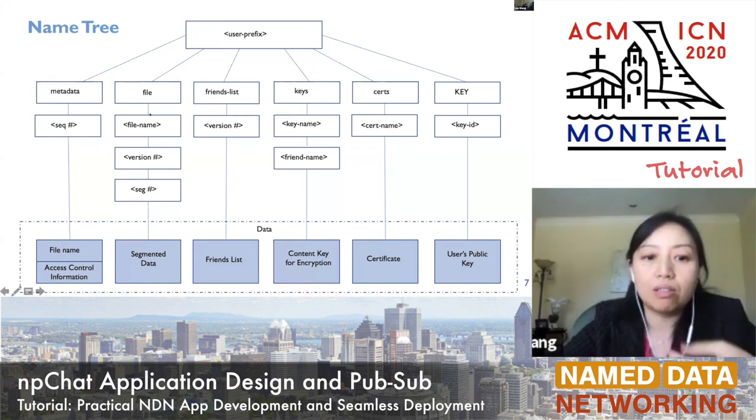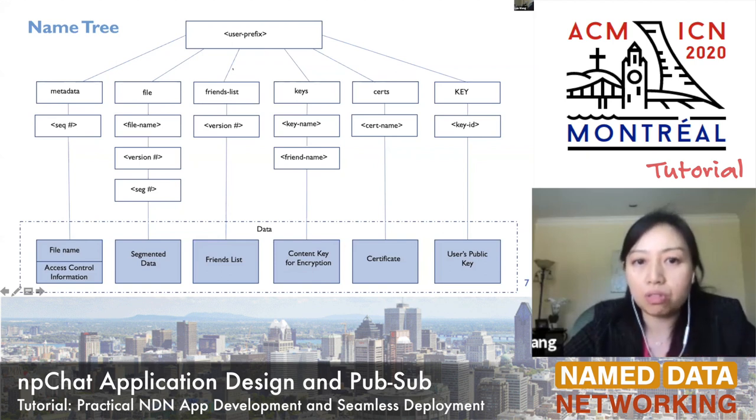The second branch is the actual content, the actual photo or video you're trying to share. And that basically contains the file name, version number, and segment number. That's the name of the file. And the third branch is this user's friends list. As you accumulate more friends or remove existing friends, this friends list also gets updated, and its updates are shared with the friends, the other users.